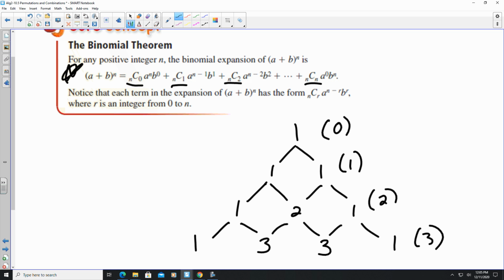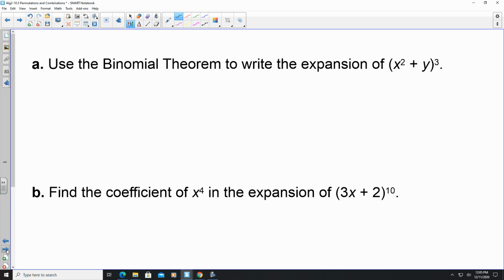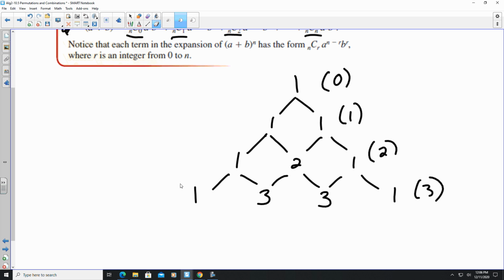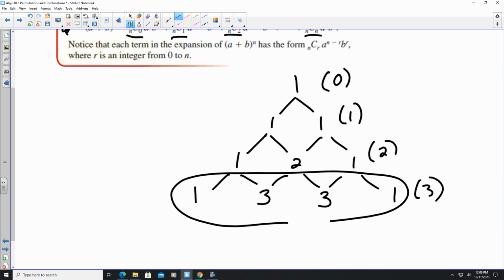Okay. So for instance, it says use the binomial theorem to write the expansion of x squared plus y raised to the third power. All right, you can use the binomial theorem, but since the exponent is less than 5, I was just going to use Pascal's triangle. So if you look at Pascal's triangle raised to the third power, my values on the outside are 1, 3, 3, 1.